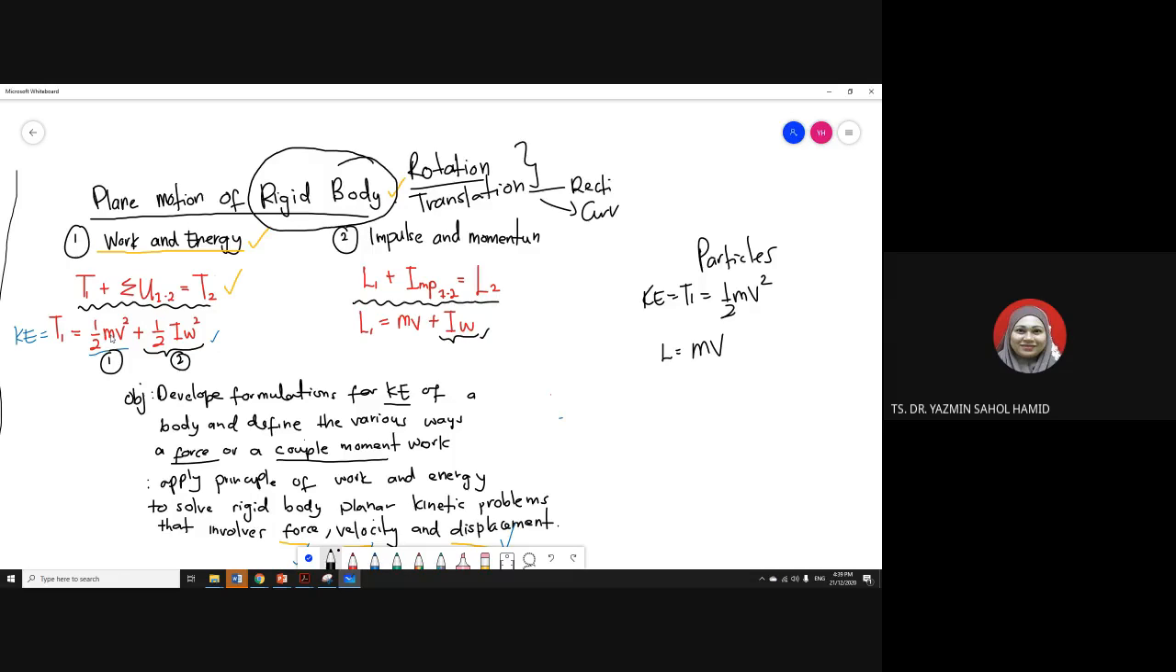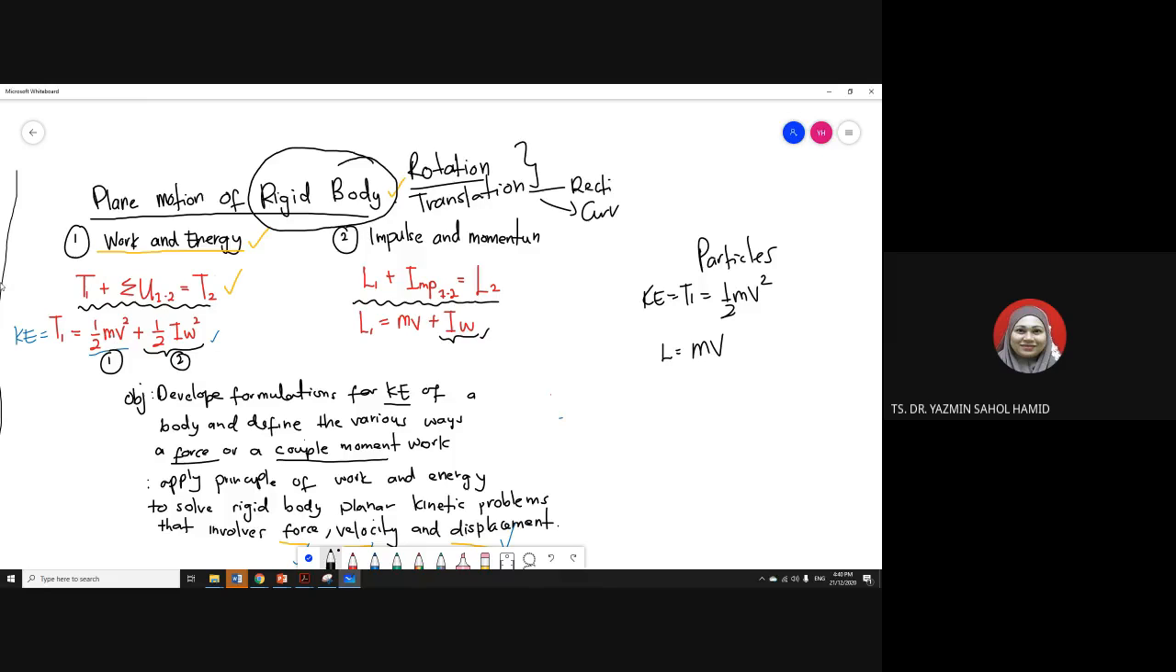So that's why you need to try a number of types of questions, so that you can see: does it involve movement and rotation as well, or is it rotation only, or translation only? So that's why we have to have a look and check.